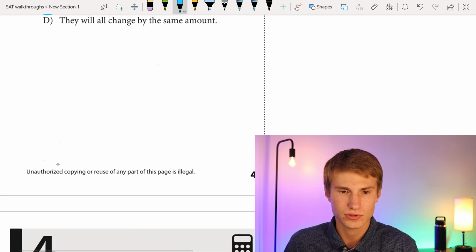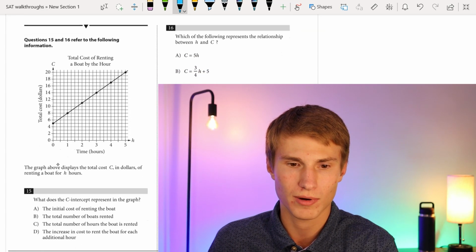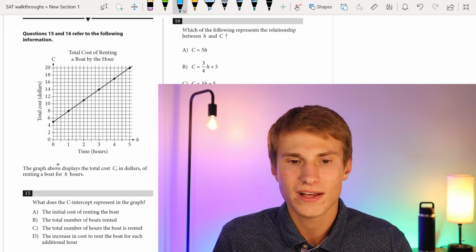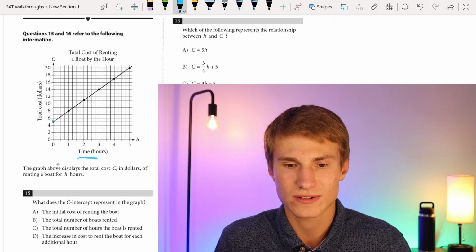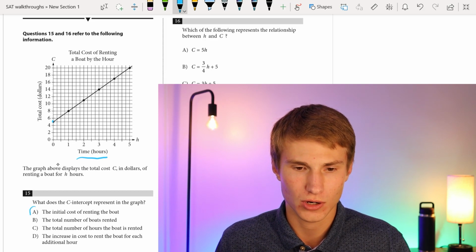All right, moving on to number 15 here. So we've got a graph. We've got total cost of renting a boat by the hour. What does the y-intercept represent in the graph? Well, that's where if you rented the boat for 0 hours, that's how much it would cost. So that's going to be the initial cost of renting the boat, which is answer choice A.